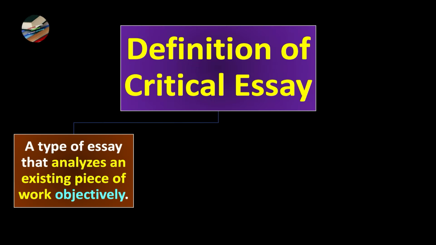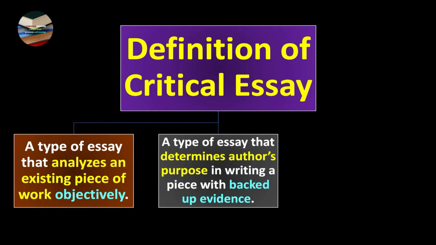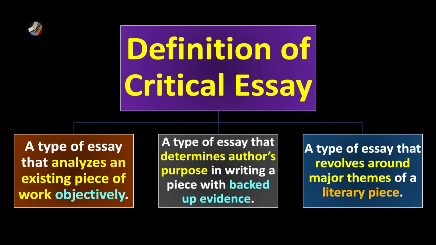Now we continue. Definition of critical essay. What is the definition? Let's talk about it. A type of essay that analyzes an existing piece of work objectively. So objectivity is the most important criterion in this type of essay. A type of essay that determines author's purpose in writing a piece with backed up evidence. So the entire definition of critical essay is that it must prove with backed up evidence whatever point of view you have. We have the next. A type of essay that revolves around major themes of a literary piece.